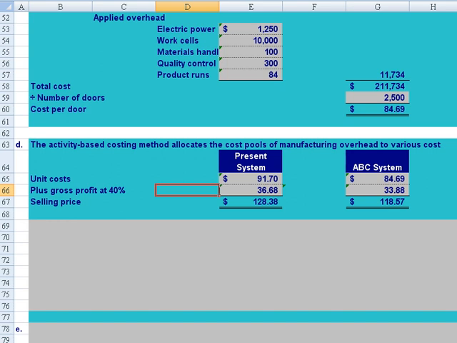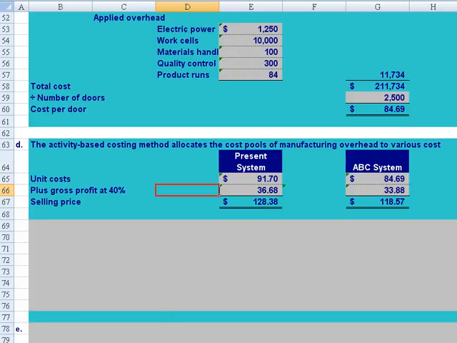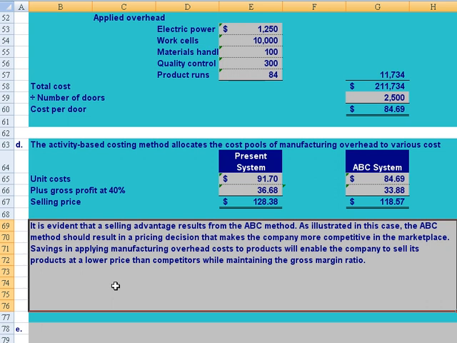And now we just have to, the problem tells us to comment on it. Actually, let's take a look and see exactly what it wants to know. If the two cost systems will result in different cost estimates, which cost accounting system is preferable as a pricing base and why? Okay, and hopefully, let me just type in the answer here and we'll read it. It's evident that a selling advantage results from the ABC method because the price is lower. So using basic economic theory, we would expect to sell more units at the lower price. Okay, and I'll let you read the rest of that comment as well.